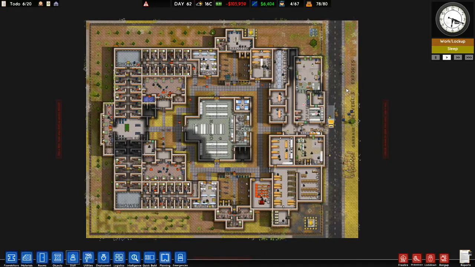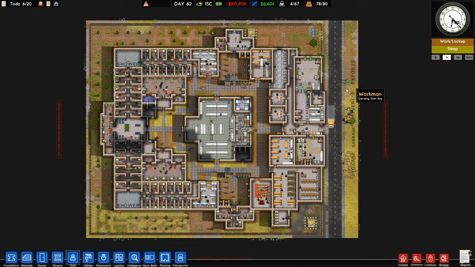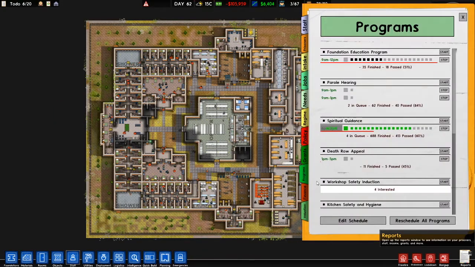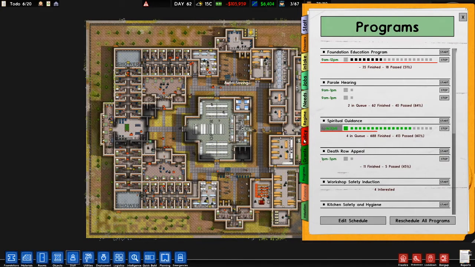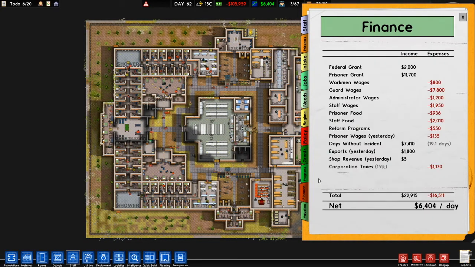The accountant is the last one that will do something other than just research for you. They allow you to look at the finance report tab here in the reports. Oh, where is it? Right there. So it allows you to look at all this and take out loans and things. And that's about all you need to know about the administrative staff.